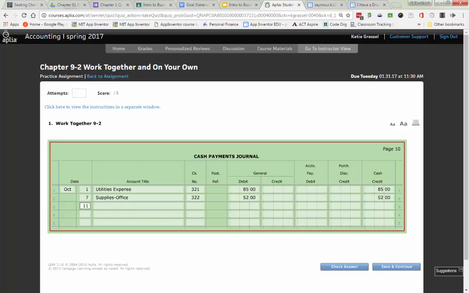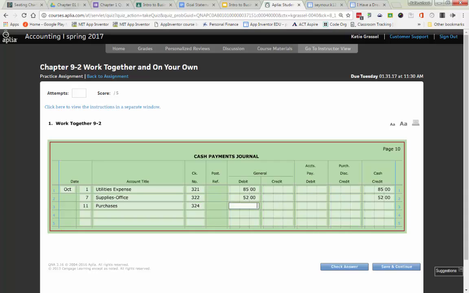Purchases is your cost account where we record anything that you're going to turn around to sell, like the word merchandise. So anytime you see the word merchandise, you should be like, ding, ding, ding. My account that I use is purchases. So the date is the 11th. My account title is going to be purchases. My source document or my check number is going to be 324.